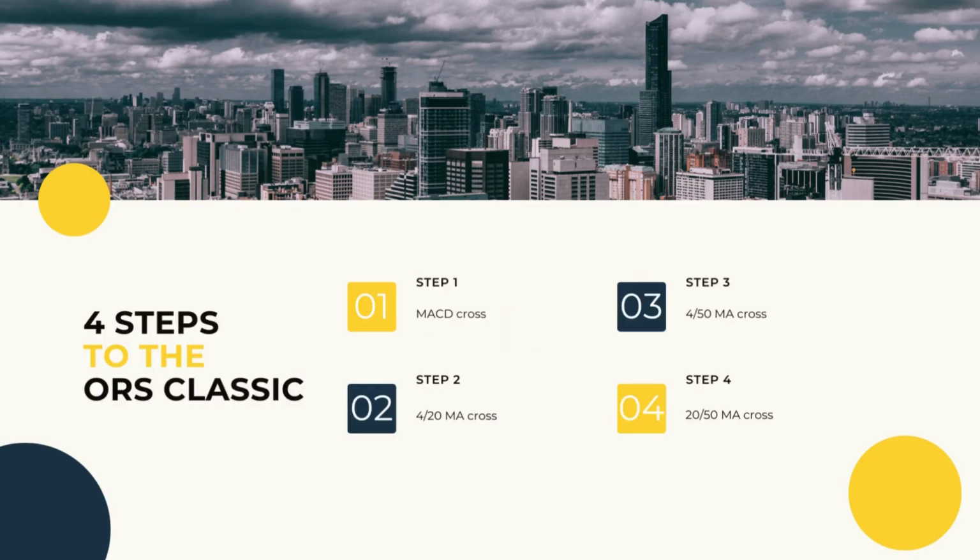There are 4 steps to the ORS Classic. These happen in consecutive order. I repeat, these 4 steps must occur in consecutive order. Step 1, the MACD cross. Step 2, the 4-20 cross. Step 3, the 4-50 cross. And step 4, the 20-50 cross.